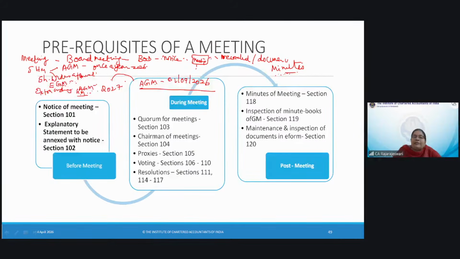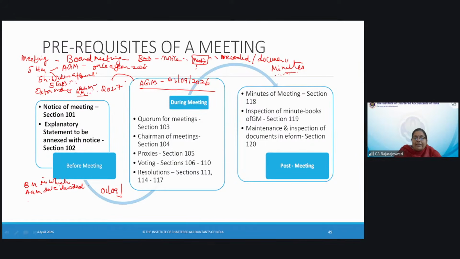So for both AGM and EGM, you should have to give the notice. The board will decide when the AGM is going to be held. So what they will do generally, suppose they have fixed the date as 1st September, then in the board meeting in which they have decided the date, in which the AGM date has been decided.